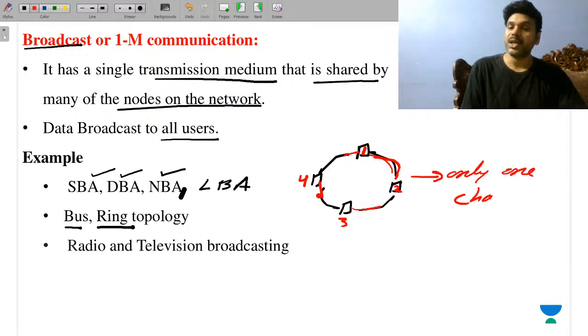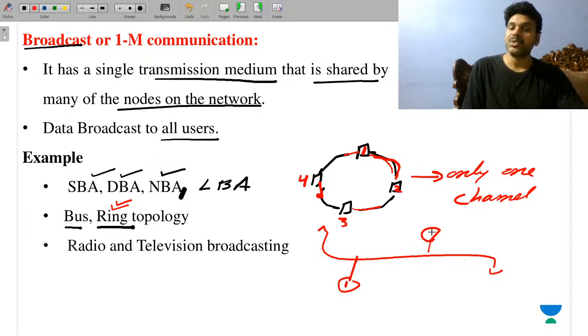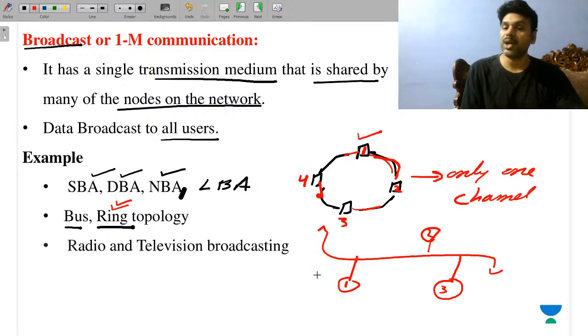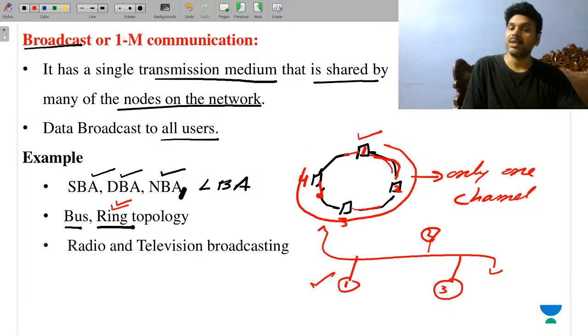Only one channel is shared among several nodes. So you can also call it circular fashion. The other one is nothing but a bus, as I already said. If this is the cable you are using, many nodes can connect to it. Whatever data transmission is done by one node, the data will circulate to each and every node in the ring, and it comes back to the sender.